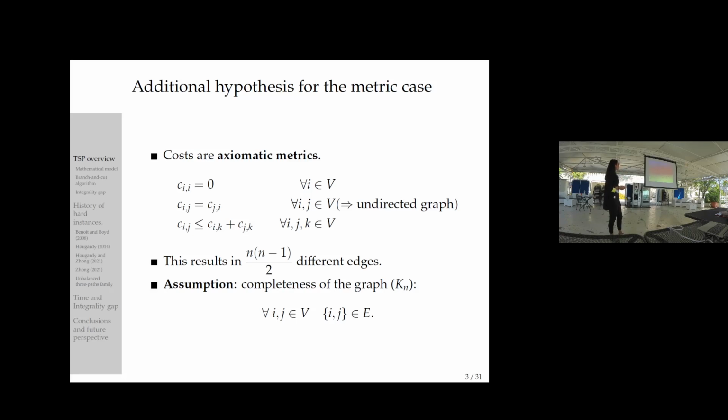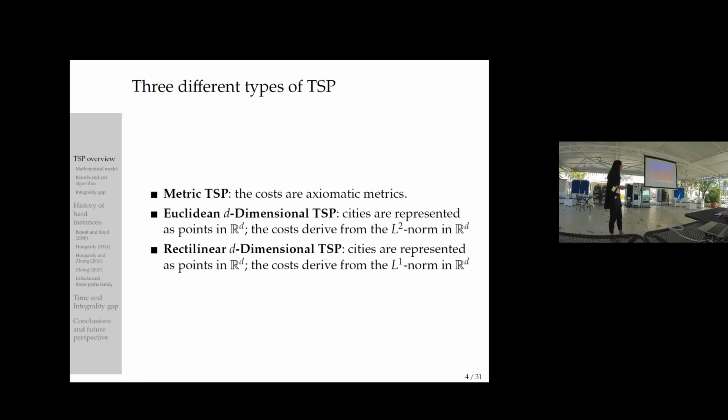Okay, so in the case I am considering, we are considering just axiomatic metrics. So we have the triangular inequality, we have symmetry, and there are no weighted self-loops. Also, we are assuming the completeness of the graph. So we imagine that we are able to connect each pair of cities with a weighted edge.